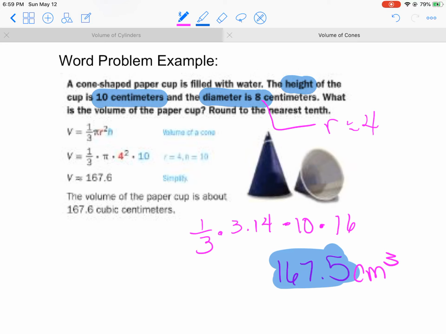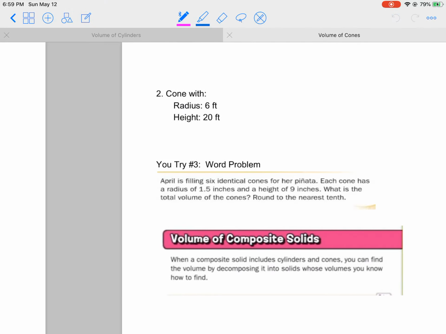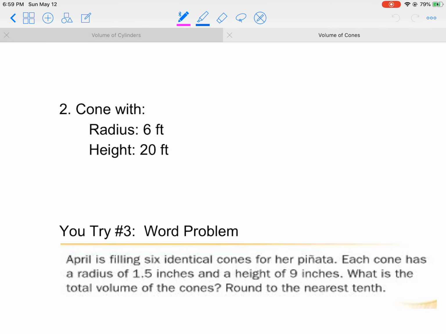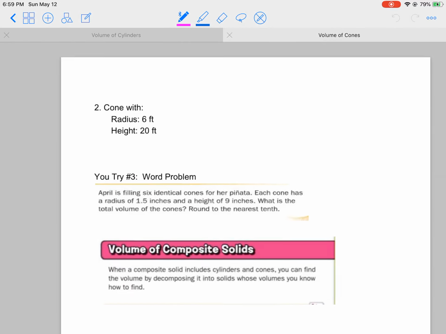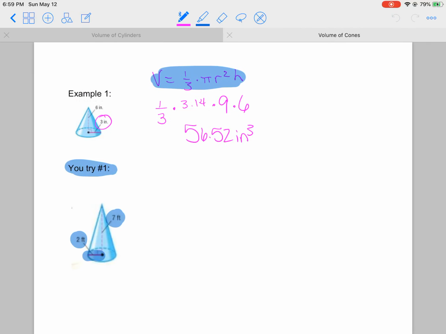Okay, so it's taking a long time to log in. I just want to look at something.